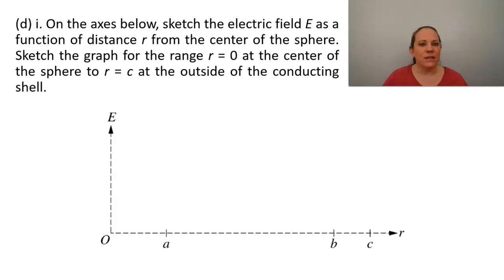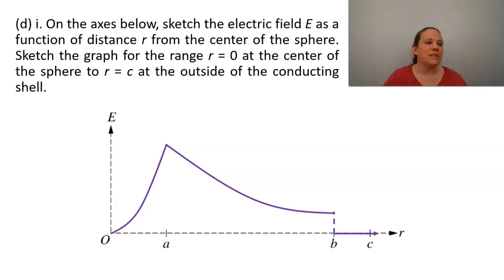So we saw our previous relationship had something that dealt with r squared. So we have this concave upward curve from 0 to A. And then we're going to have a decrease, also concave upward from A to B. And then the electric field outside the shell is going to drop to 0.